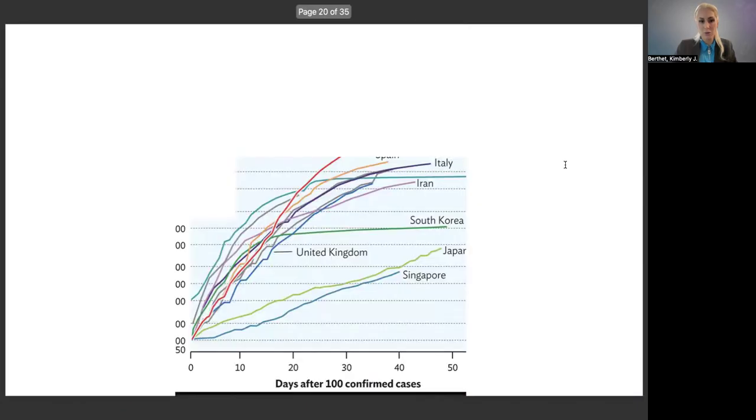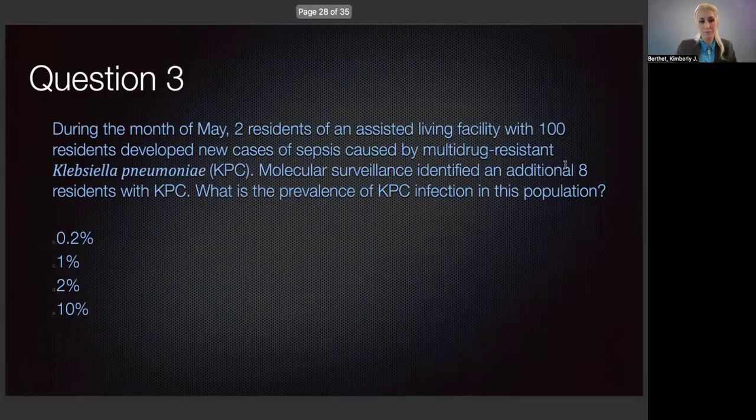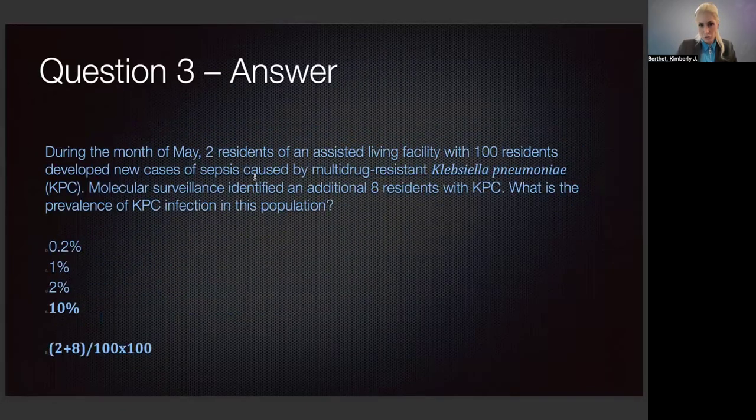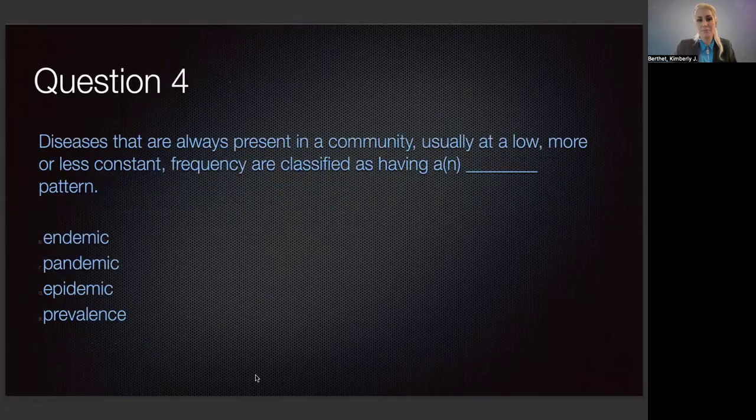So let's go ahead and go back to this question now. And we see we have 2 residents in a facility with 100 residents here. But then we have 8 additional residents. So what we do here is 8 plus 2 gives us 10. And we're dividing that by 100 and then multiplying it by 100. So 2 plus 8 is going to be 10, divided by 100, and then times 100 is going to give us that 10%.